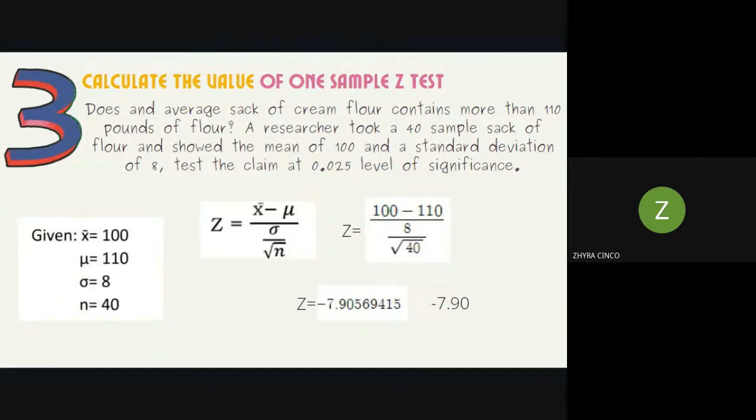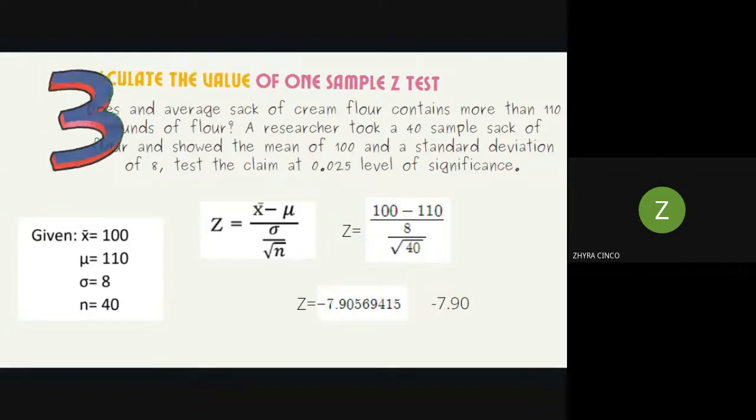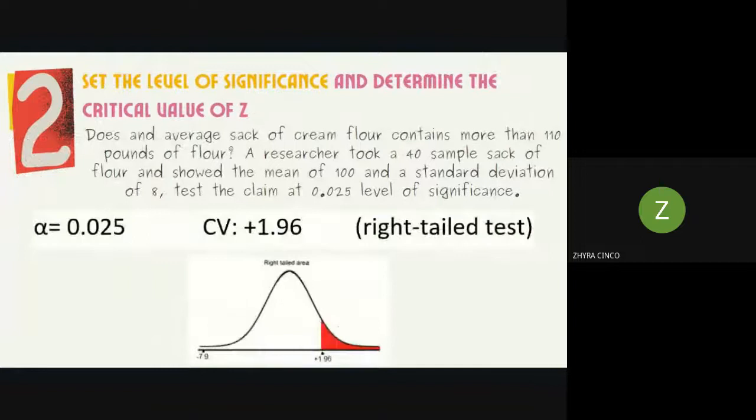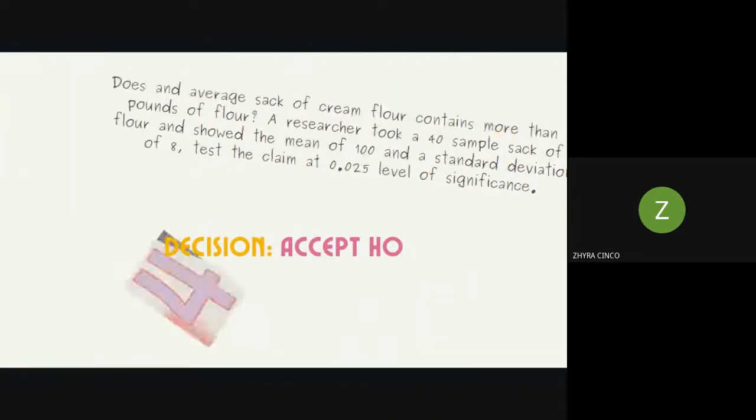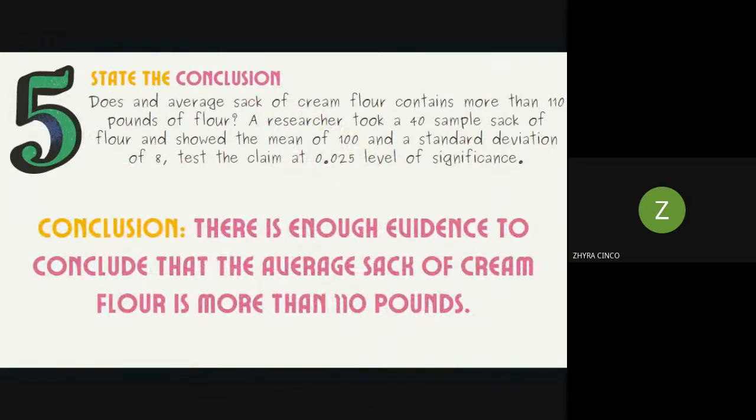So we substitute the given values into our formula and we get -7.9 as our answer. And it falls into our acceptance region. So that means that our decision for this problem is to accept the H0. And the conclusion for this problem is there is enough evidence to conclude that the average sack of cream flour is more than 110 pounds.